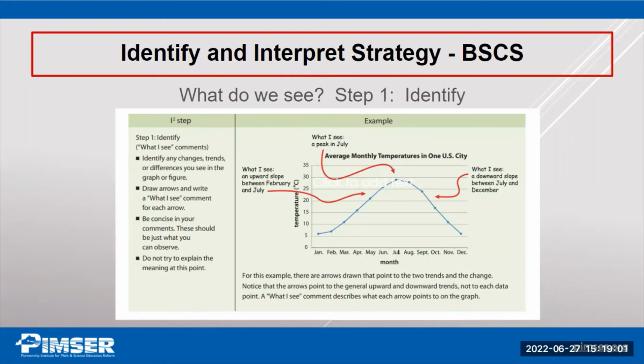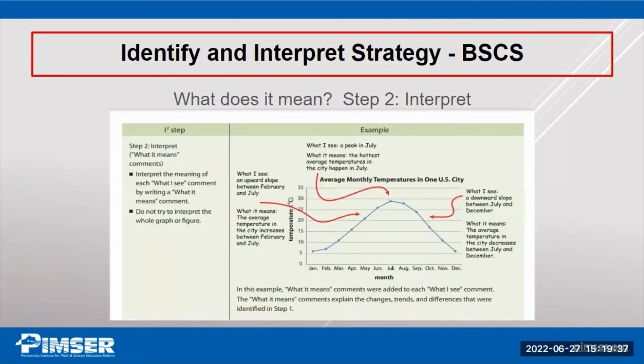So students might look at this line graph and they might note that they see an upward slope in the first half of the line between February and July. They might note that they see a peak atop of the line up there in July, and then a downward slope between July and December. So they could write 3 separate I see statements to go with that. Students can write these observations right onto the graph or on a Post-it note that's added to the graph with an arrow directly pointing to the observation.